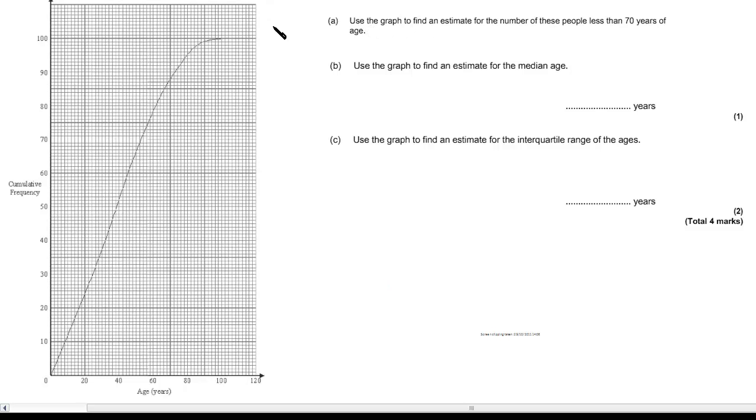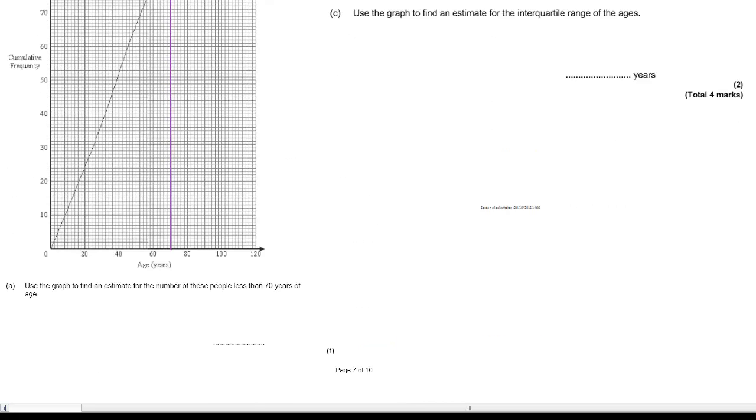Okay, in this question we've got the cumulative frequency graph, where the cumulative frequency goes all the way up to 100, and we've got age in years going up to 102. So we can use this to find an estimate for the number of people who are less than 70 years of age. So let's go to 70 years of age, and let's draw a line up from there to our graph. There we go.